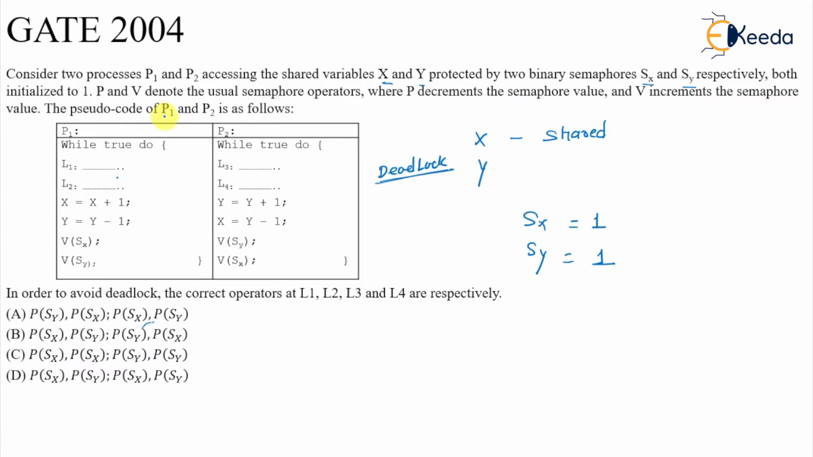So PSY, here if I say PSY, and L2 is your PSX, and PSX and PSY. Okay, now here there is an issue. If this is x and this is y, and I interrupt here, both will get stuck here and deadlock will occur. A is not the option, not possible. Okay, fine.